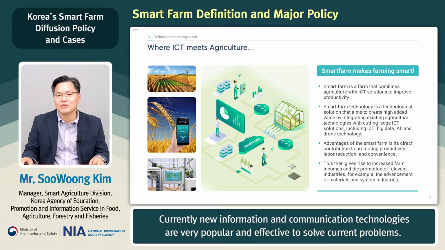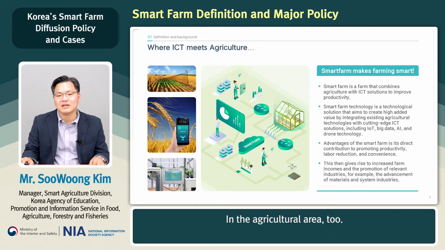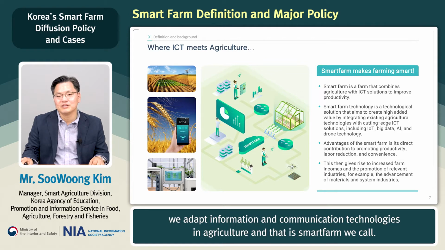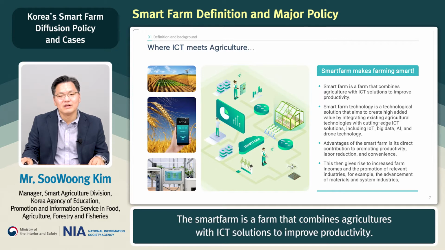Currently, new information and communication technologies are widely used, popular, and effective to solve current problems. In the agriculture area, it is also true. To meet farmers' requirements above, we adopt information and communication technology in agriculture, and that is what we call smart farm. The smart farm is a farm that combines agriculture with ICT solutions to improve productivity.